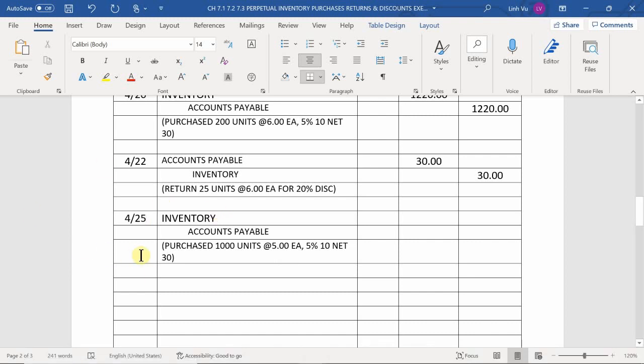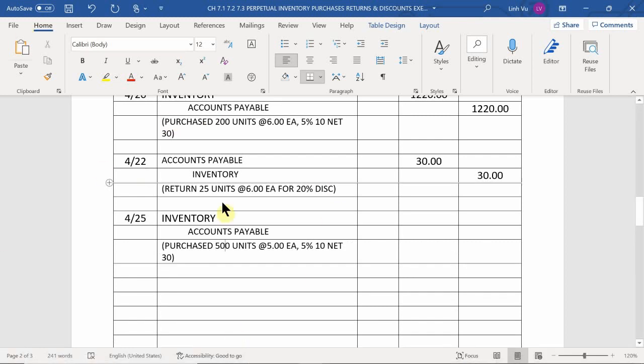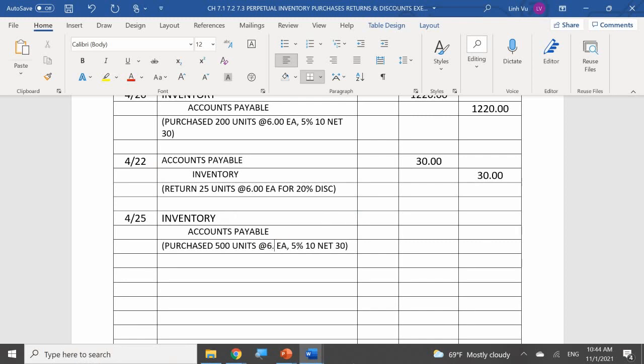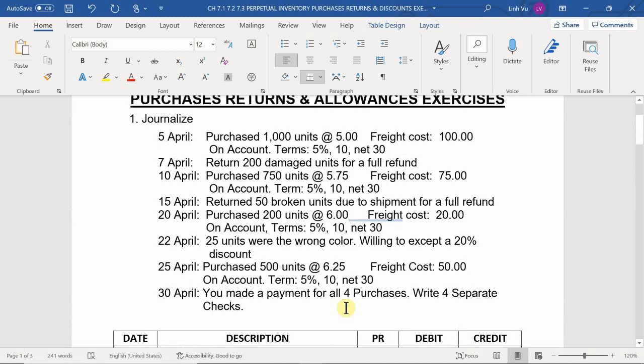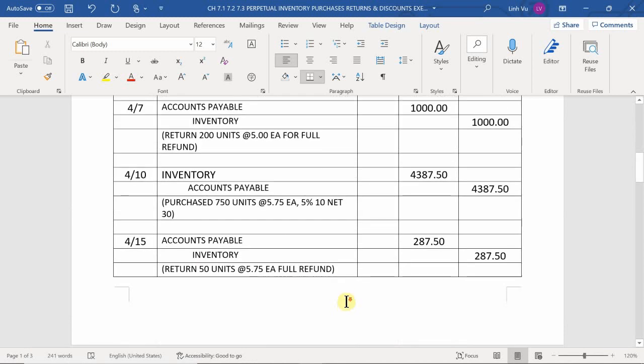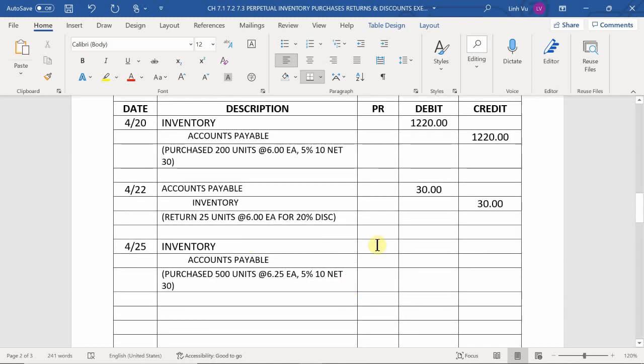Okay. If I purchased 500 units at $6.25, with a freight of $50, how much is my total for this batch of inventory? It would be 3,175. Good, right? 3,175. Okay.